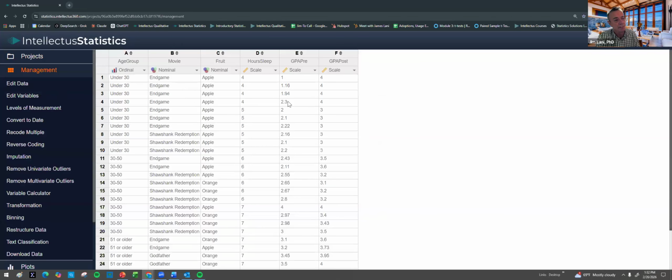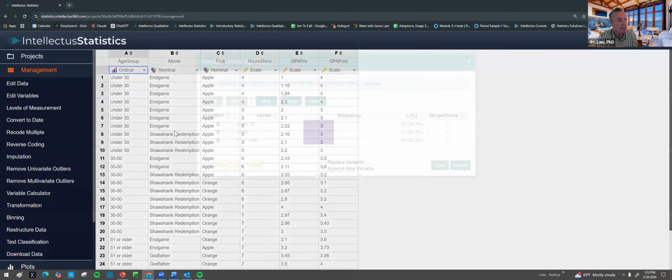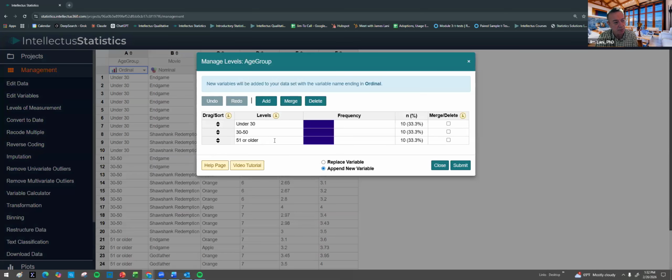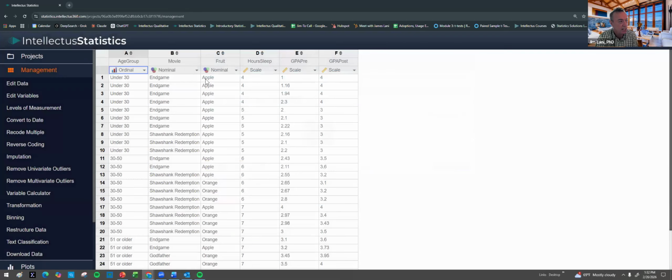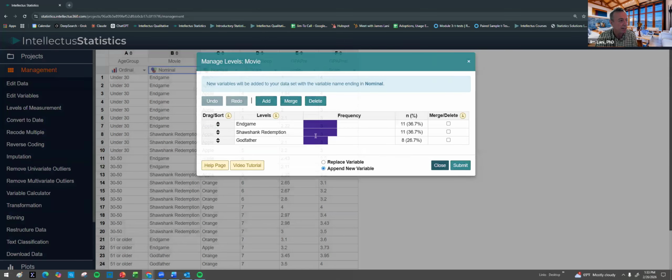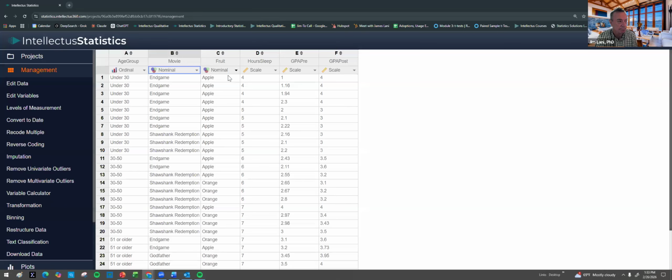Here I have a simple data set. I've tried to have an ordinal level group here, and you can see that it's ordinal because it's at 51 or older. We have straight up nominal level variables, different kinds of movies, different kinds of fruit, and then some other scale level variables like what is your actual GPA and how many hours of sleep did you have on average last week or last night.